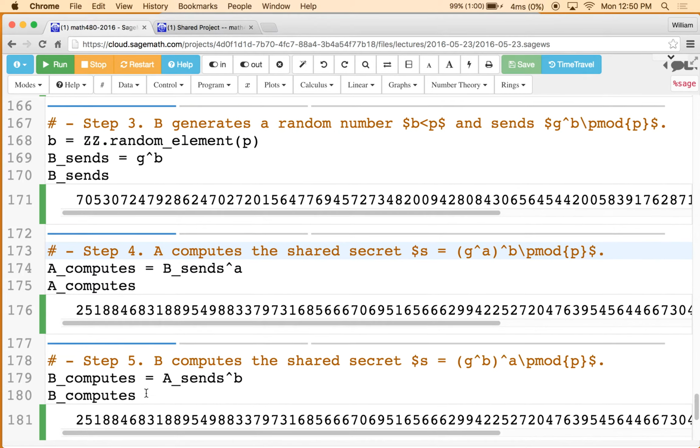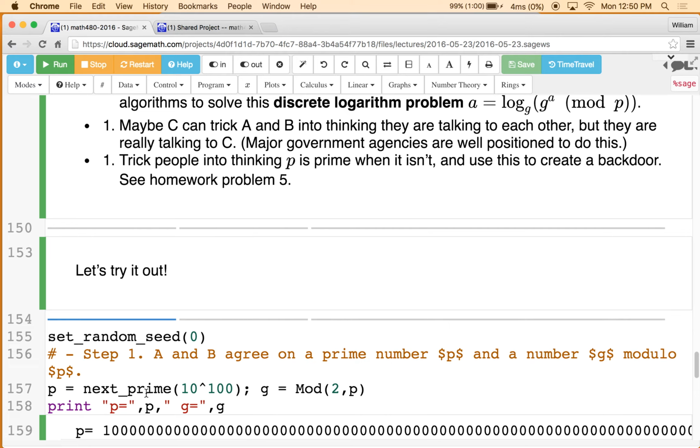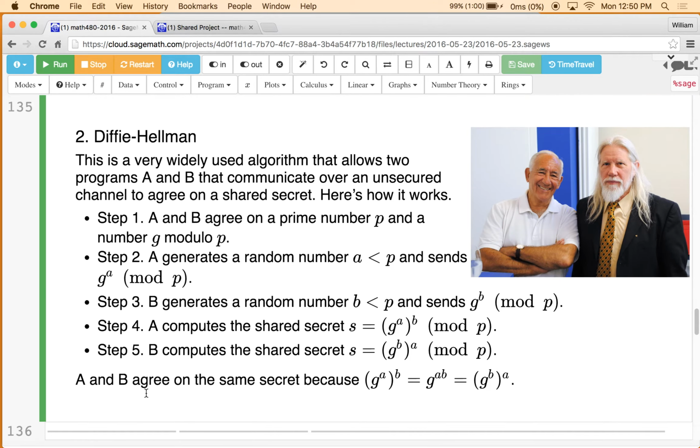Okay, so first let's think about this for a minute. I'm just going to go back up to the overview of what we just did. Here's the overview, or the description of the steps, but without all the code. I'll just go through it really quickly. We agree on a prime number and a modulus. We agree on a number g modulo p. I generate a random number and send g to the a, mod p. Mac generates a random number and sends g to the b mod p. I compute the shared secret, which is g to the a to the b. Mac computes the shared secret, which is g to the b to the a. And math ensures that those two are the same. Okay, that's all it is.